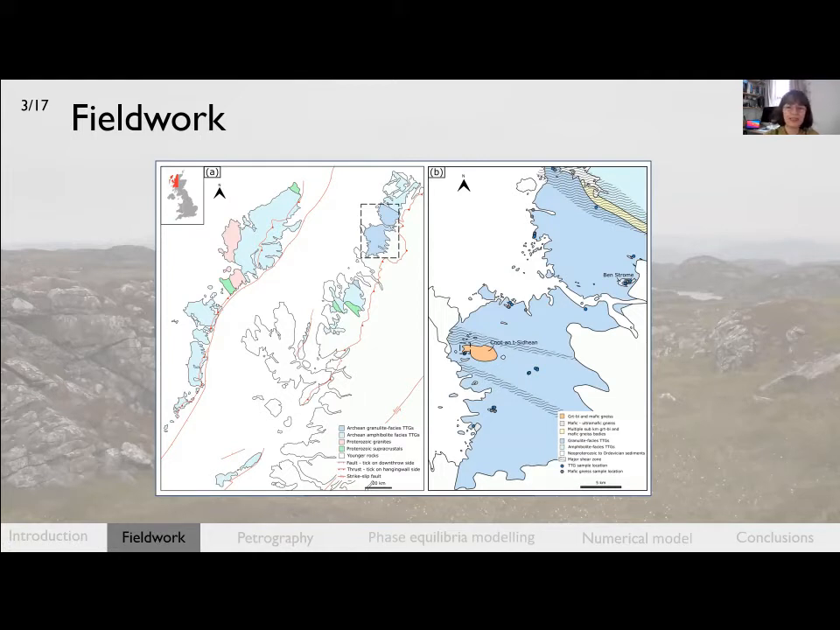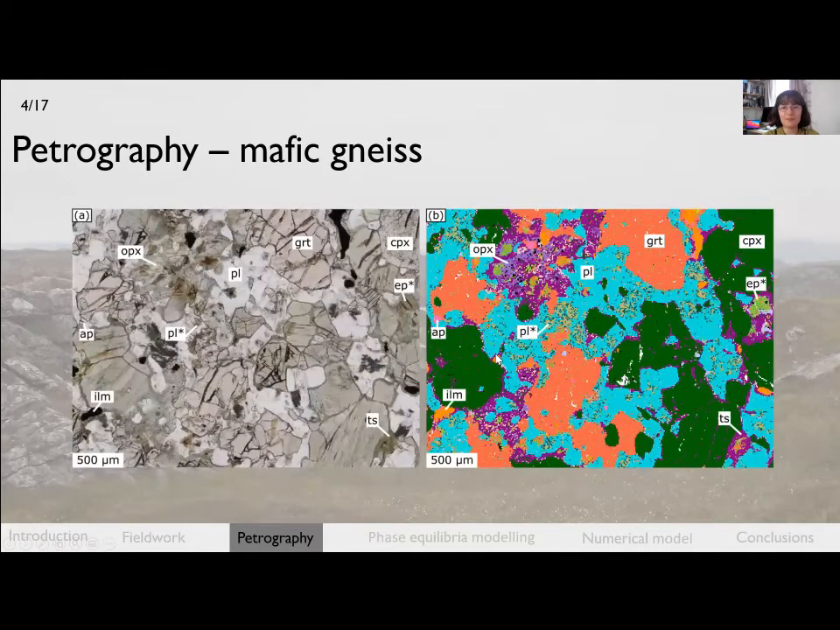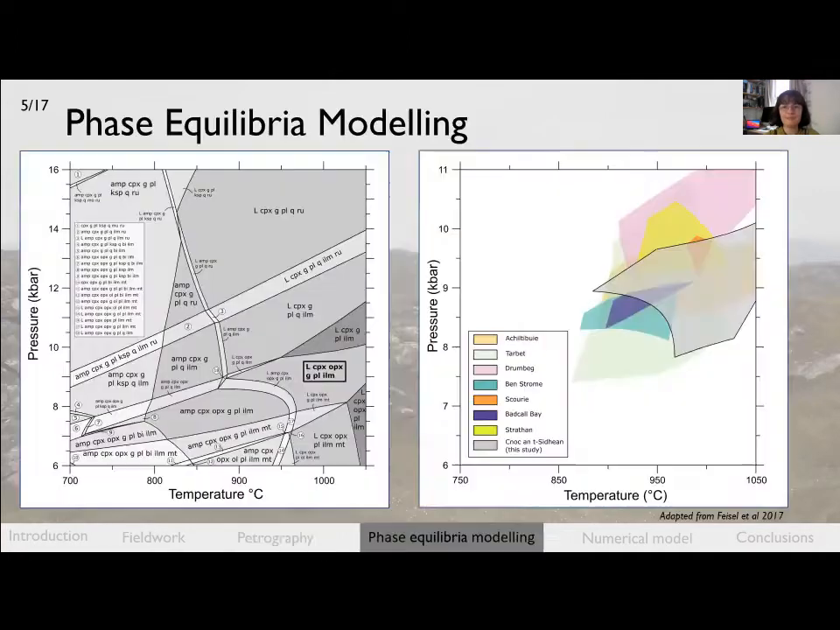Firstly, to find maximum pressure temperature conditions reached in this region, I initially focused on that mafic gneiss sample I collected from the Knock-and-Sivian region. Out of the rocks in this region and in the central region more generally, the mafic gneisses best preserve the peak mineral assemblages. The figure here shows a typical field of view from the mafic gneiss in plane polarized light and ChemScan, and the peak assemblage was interpreted as being 2-pyroxene, garnet, plagioclase, ilmenite, and a melt phase.